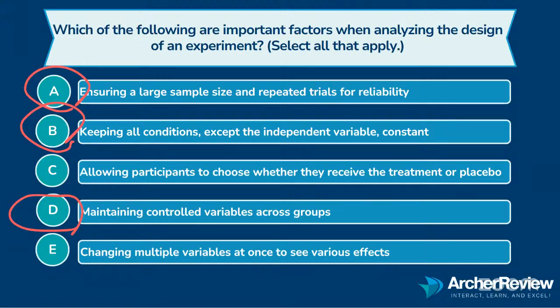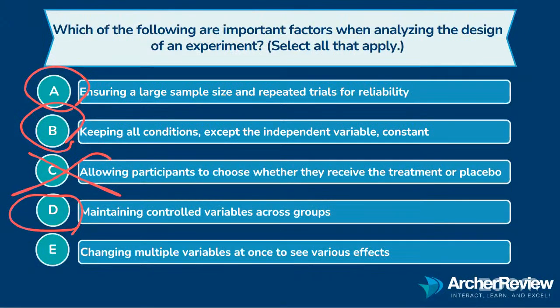All right, so let's see what's wrong with C and E. C, allowing participants to choose whether they receive the treatment or placebo. So the whole idea of placebo is so that we don't have a psychological impact, so that we don't just feel better because we think we should feel better because we're taking new medicine. So if we get to choose, that influences that psychological impact. So that's what makes that incorrect.